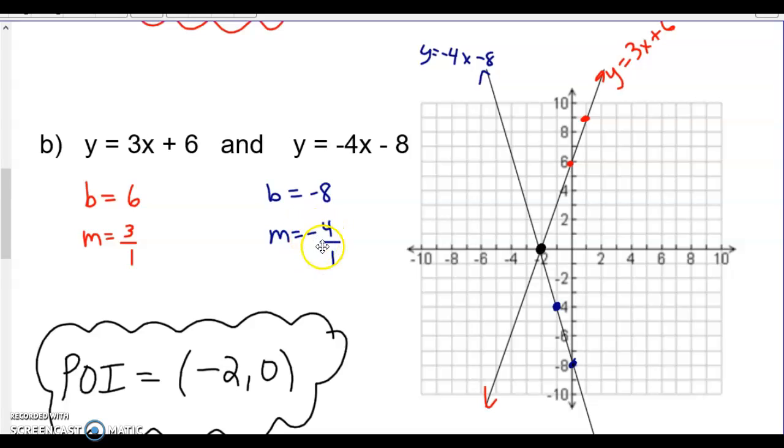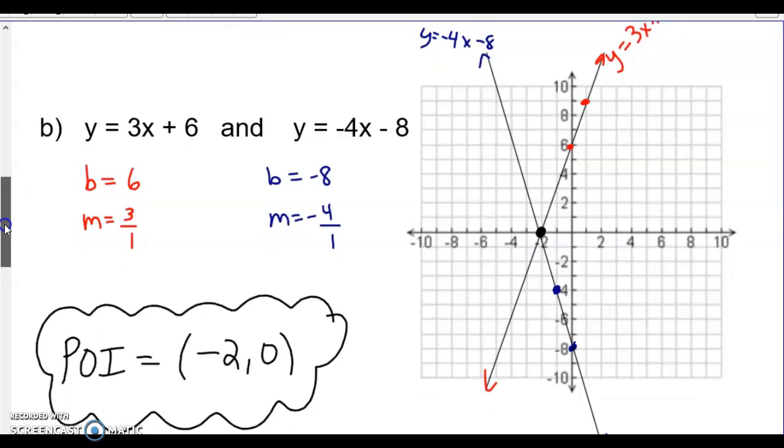So I can actually take that negative and think of it as being at the bottom, which means my rise is positive 4 and my run is left 1. Okay, so that's the same thing as moving down 4, right 1. I can move up 4, left 1. There's my second point, draw my line. And again, we're looking for the intersection point, so the point of intersection has coordinates negative 2, 0.